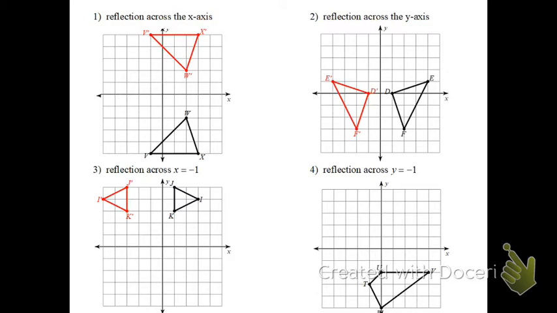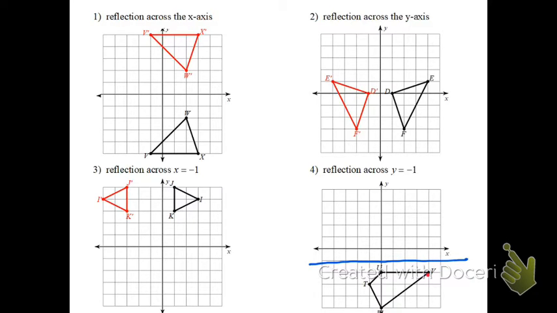And then the last one, y equals -1. Go to the y-axis, find -1. Make sure that's the line you're going across. So once again, for every point you see on the original image, you're going to put it on the other side of that line. So I'm starting with V.